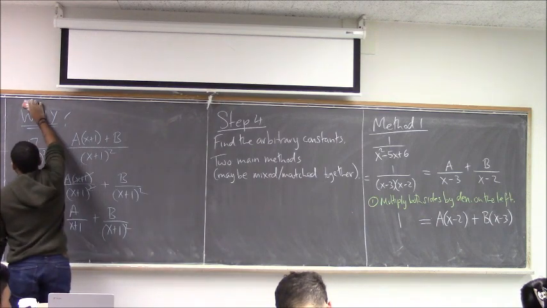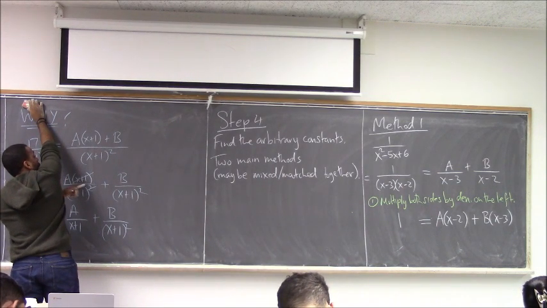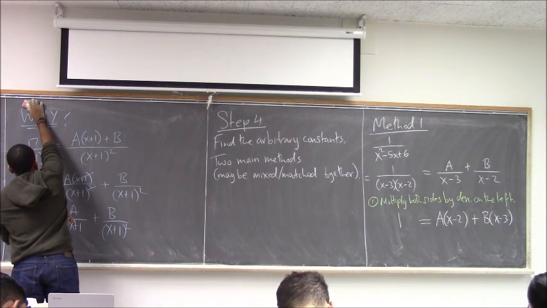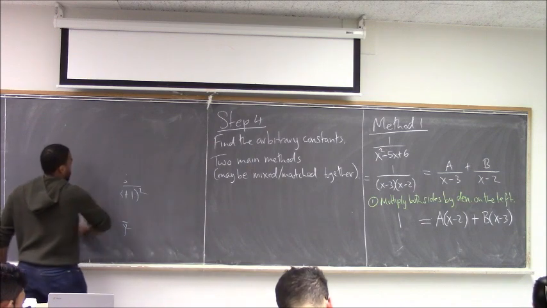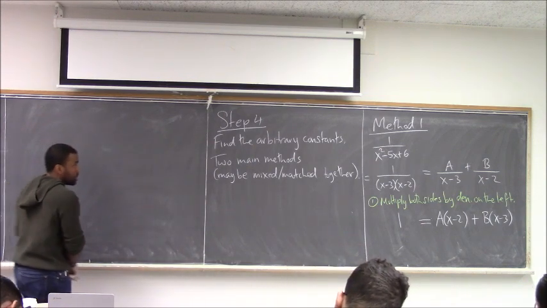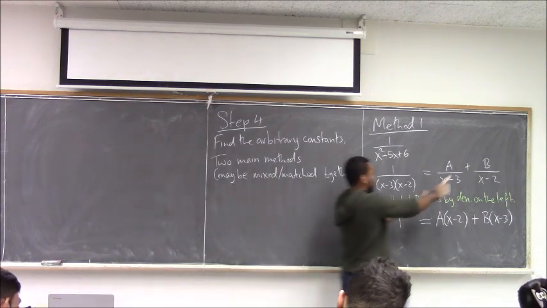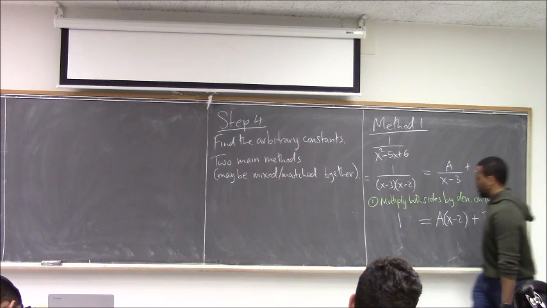Wait, I'm sorry, could you go over that one? Multiply both sides by the large denominator on the left. I'm going to multiply both sides by x minus 3 times x minus 2. It's like I'm clearing denominators with the LCD. So a different part cancels on each one of these terms, and I have that as a new line.